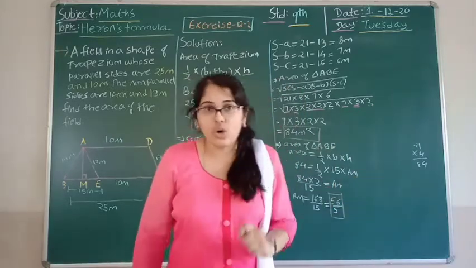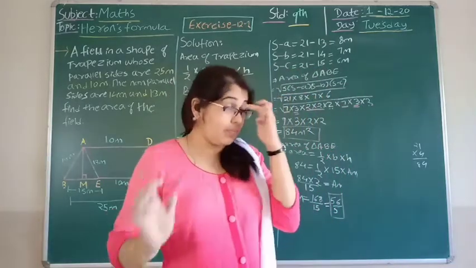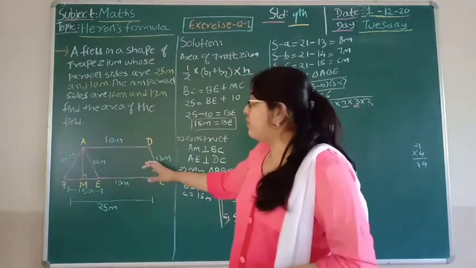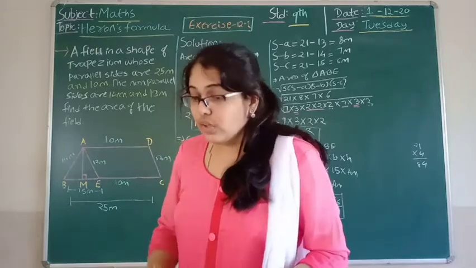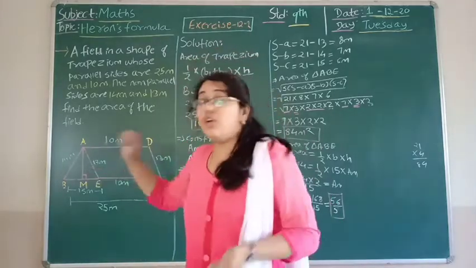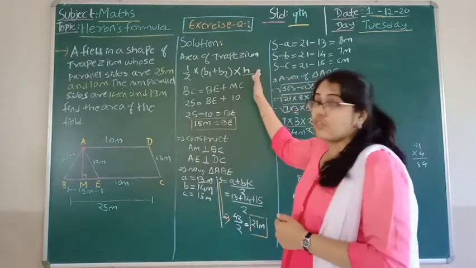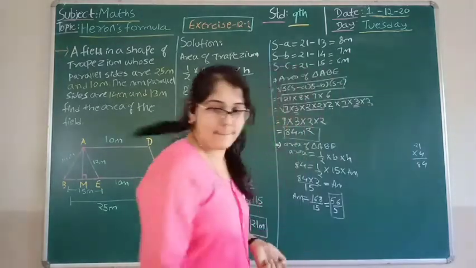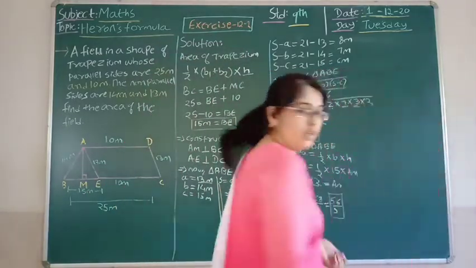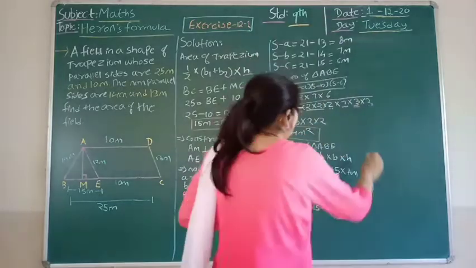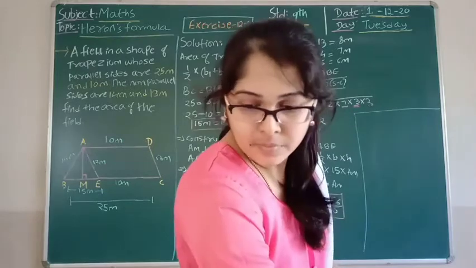So now we are getting the height over here by this calculation, and we need to find the area of the trapezium, right? So what we'll do? We'll apply this value of height, which we are getting, in this formula. I'll show over here the area of trapezium.